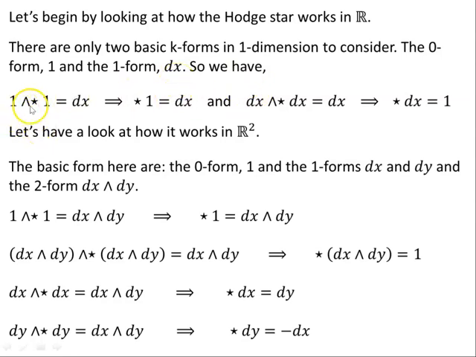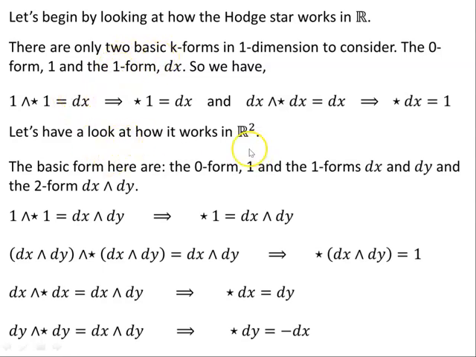So 1 wedge Hodge star of 1 equal to dx implies that the Hodge star of the zero form 1 is dx, and dx wedge Hodge star of dx is just dx, which implies that Hodge star of dx is 1. What you're going to find, on the right here in all these cases, is that the volume form for that dimension goes here. It's the highest form you can have. In one dimension you have dx. You could have a constant, some scalar times dx, but we're just picking the basic ones here.